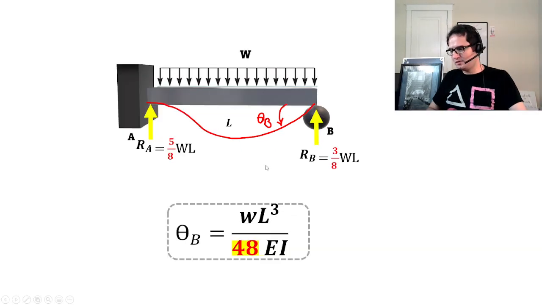In the next video, we'll solve it with a third method, which is considering the redundant reaction at support B. Let's see. We'll review that.